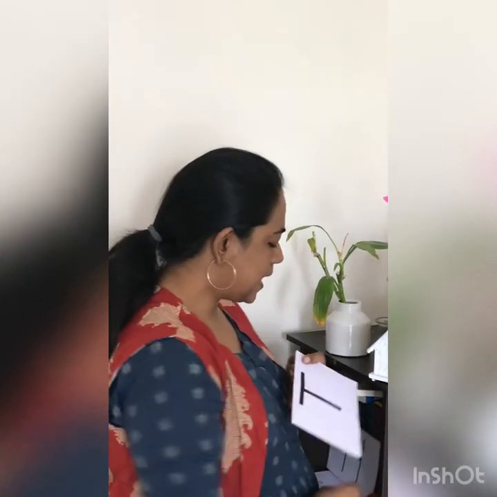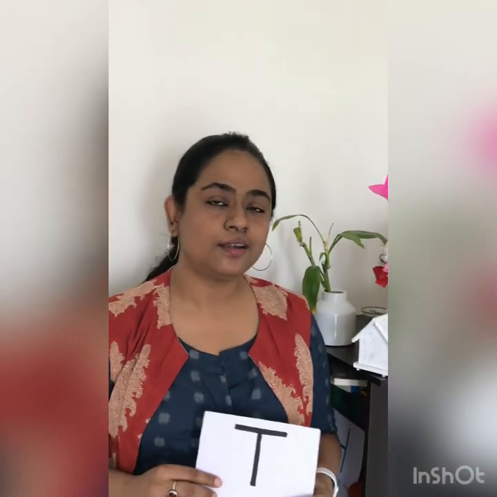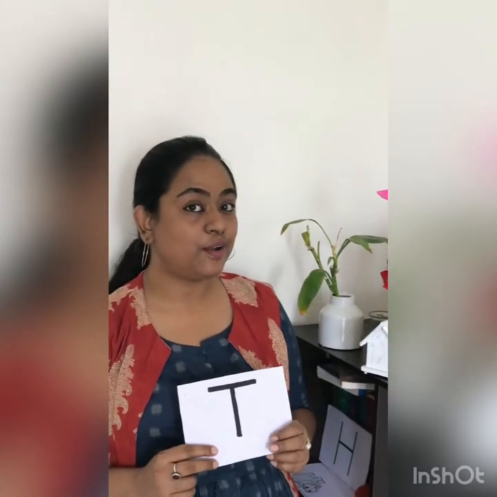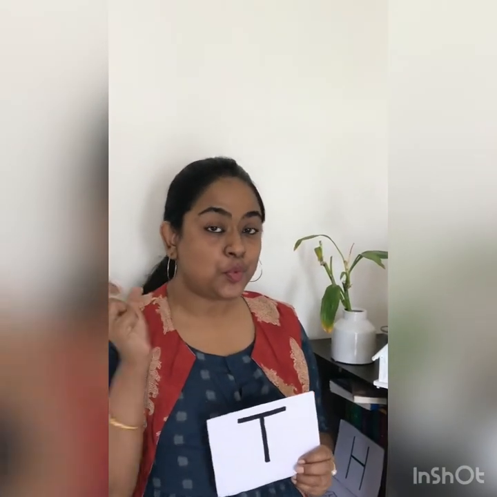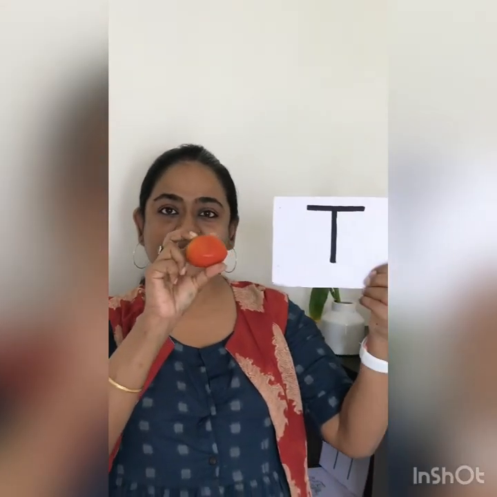And next I have letter. Which letter is this? Letter T. Letter T. And T for? T for something round, something red. T for tomato. T for tomato. What else? T for tongue. T for tongue.